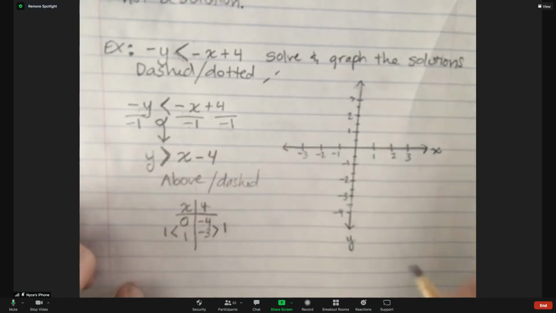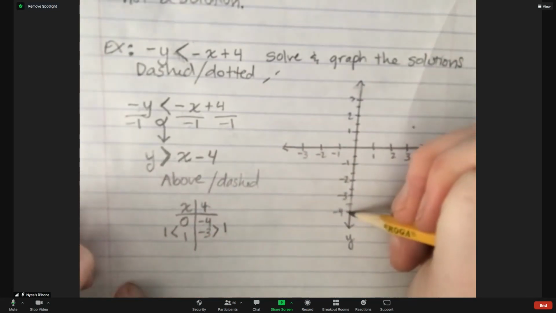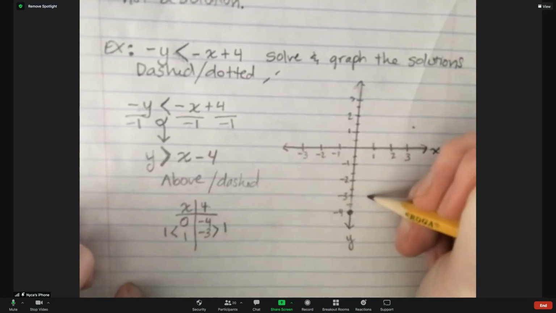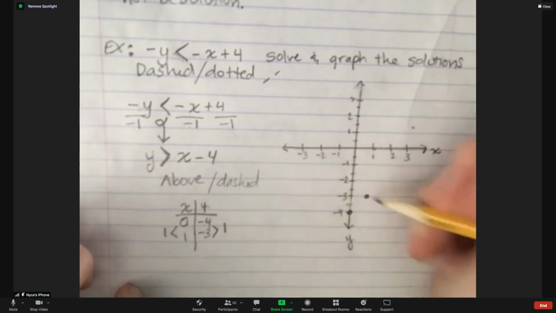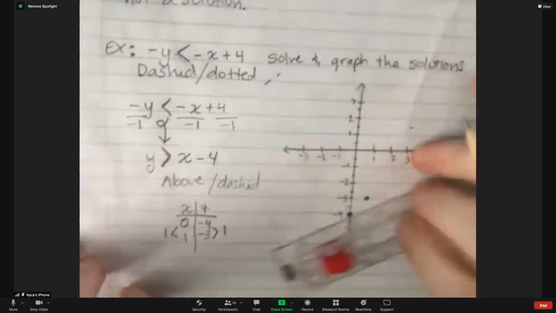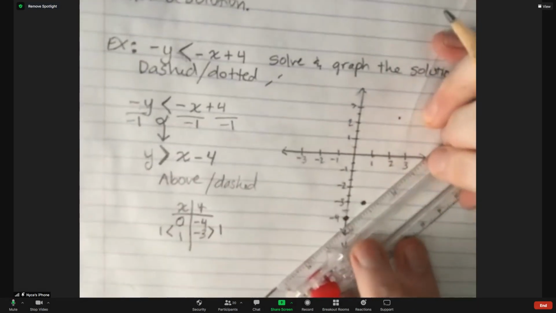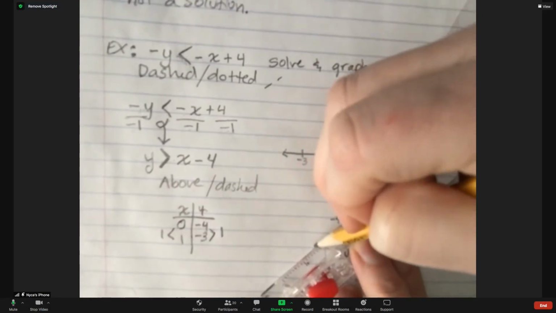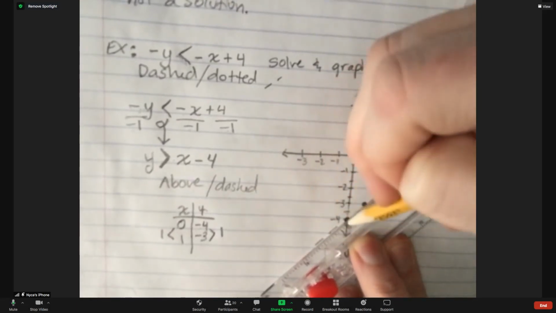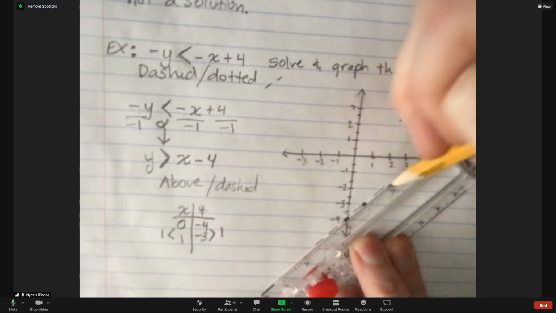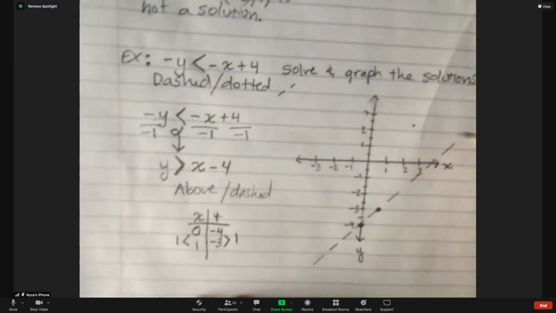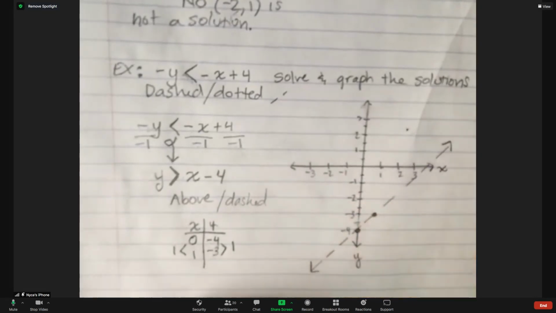All right, so 0, negative 4, I'm going to put my dot. 1, negative 3, I'm going to put my dot. Now, when I go to graph it, I need to recall that it is a dashed line. So I'm just going to draw, pick up my pencil, draw, pick up, and just go all the way through the graph, and then put my arrows on the side.